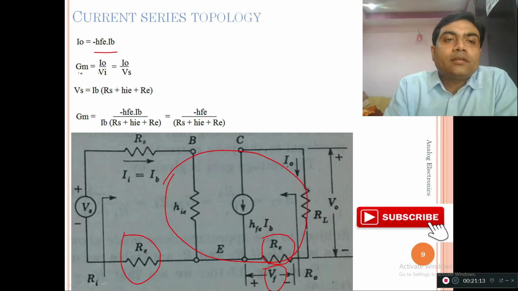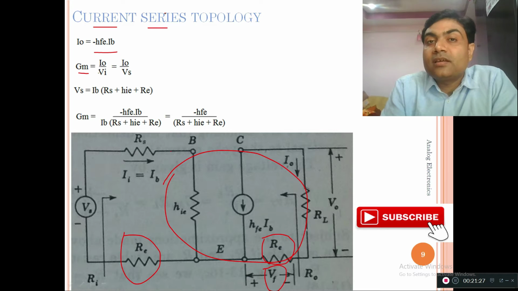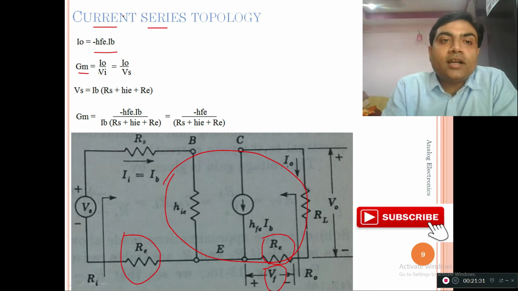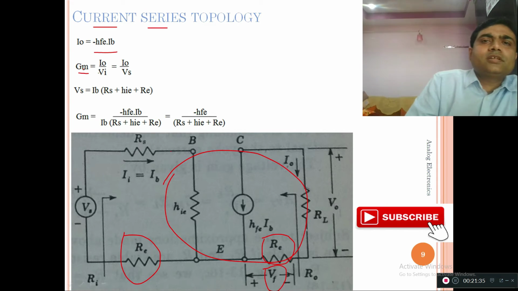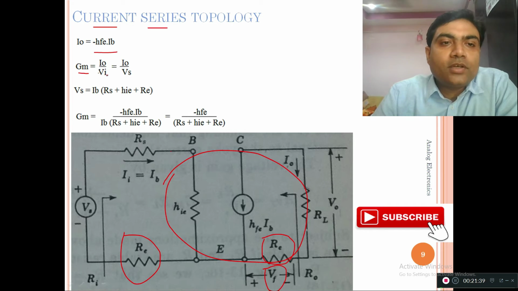How can we determine the GM? What is the logic to determine that? Sampling is current and mixing is in the series form. So output upon input: output is current and input is done in the series form. Series means mixing in the voltage form. So current upon voltage gives me the transconductance, discussed many times earlier also. So I naught upon VI.